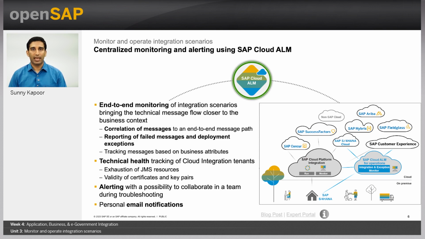It also provides the capability to report failed messages and deployment exceptions. Users can also track messages based on business attributes with automated alerting for proactive monitoring. Additionally, SAP Cloud ALM enables context-sensitive jumps into standard monitoring tools, streamlining issue resolution.